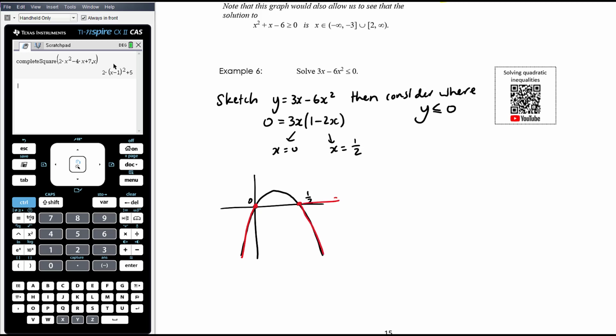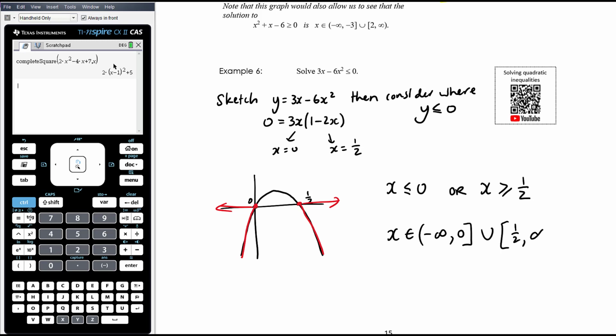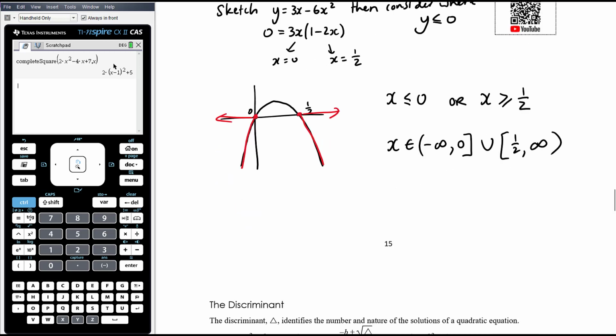So when x is bigger than or equal to a half, or when it is less than or equal to 0. Okay. So x less than or equal to 0, or x bigger than or equal to a half. Perfectly fine with that notation. We'll review the set notation later. As an interval, it would be x is an element of negative infinity to 0, union half to infinity. Again, make sure you write or if you're going to write a word, don't write and.